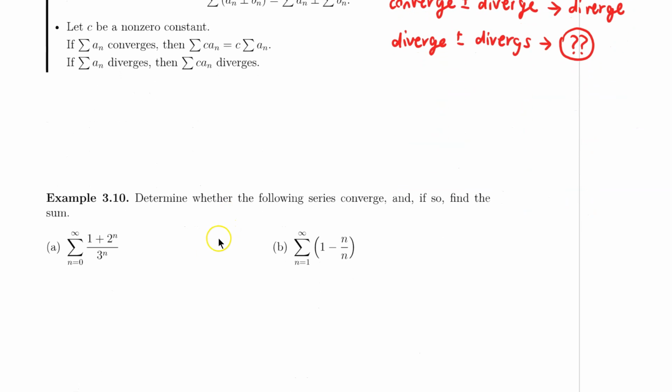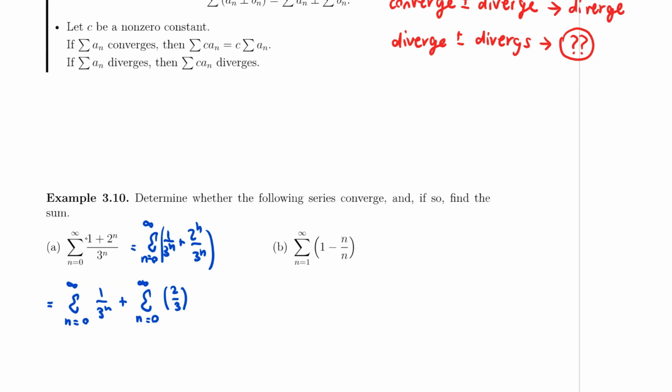For example, if we look at this guy here, the sum of (1 plus 2 to the n) over 3 to the n, I can see this as just the sum of 1 over 3 to the n plus 2 to the n over 3 to the n. And I can split this guy into two sums. So this is going to be the sum of 1 over 3 to the n plus the sum of 2 to the n over 3 to the n, where 2 to the n over 3 to the n is just the same as (2/3) to the n.